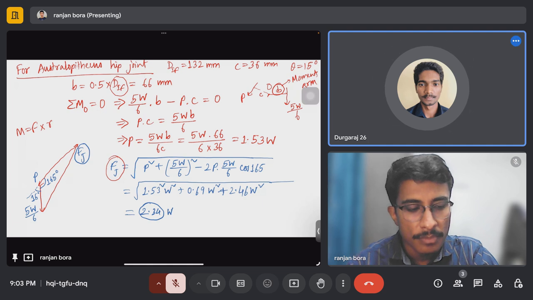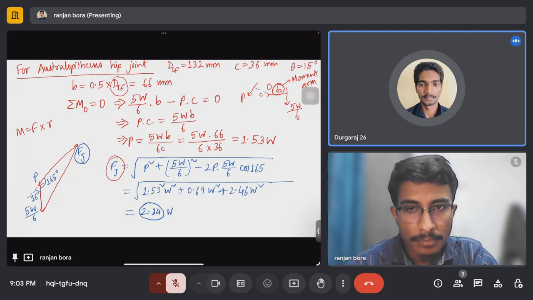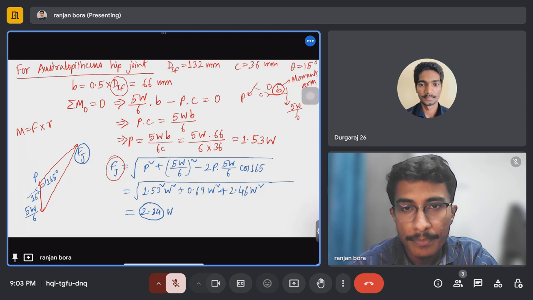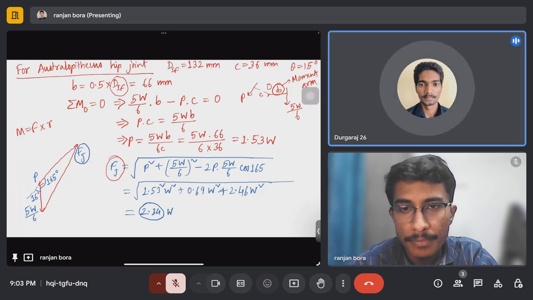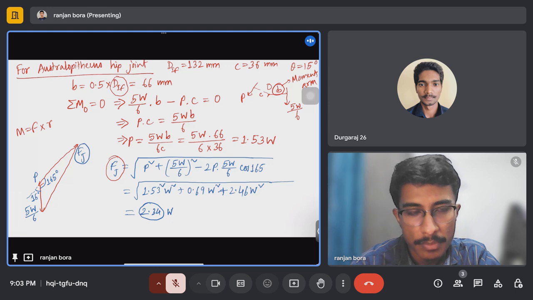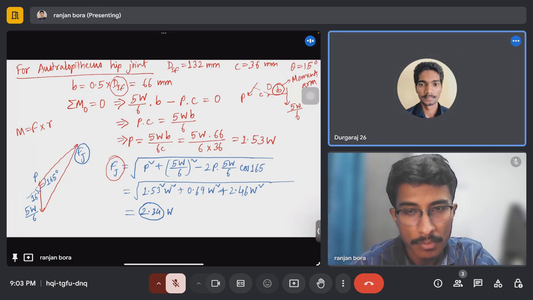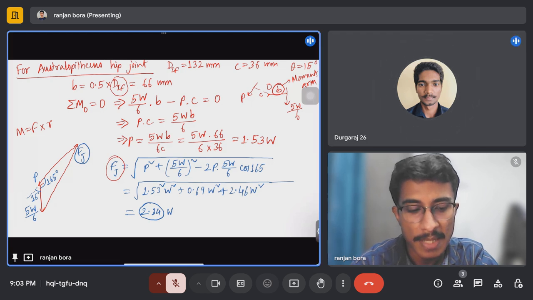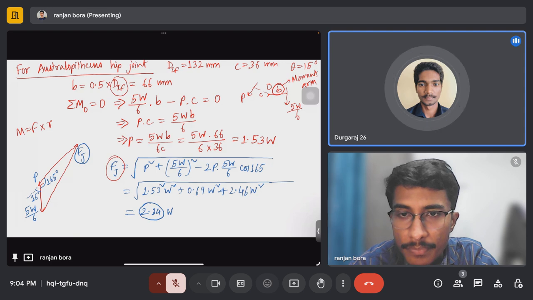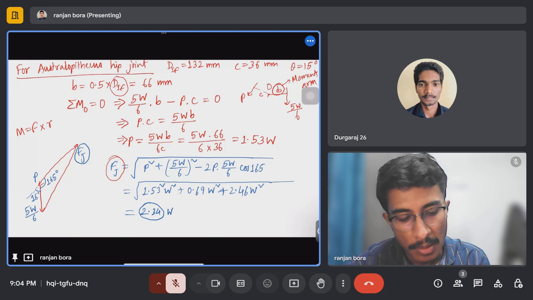Okay, 1.53. So Fj, this is the vector formula. Fj, the resultant force, is equal to the square root of the two forces. Is it understood? Then we have found the force, right? 2.34 is the force, yes. I have calculated it.